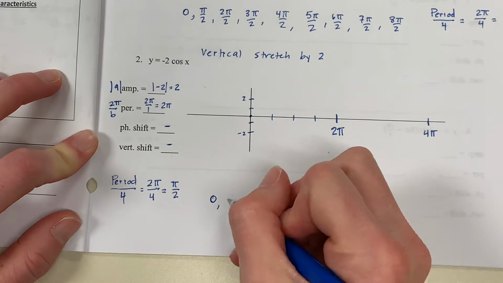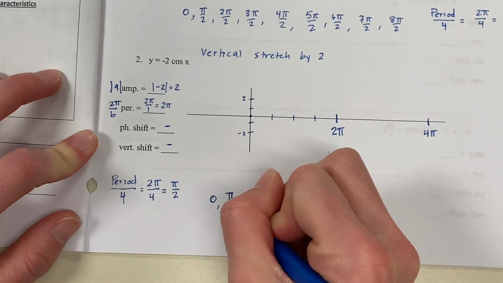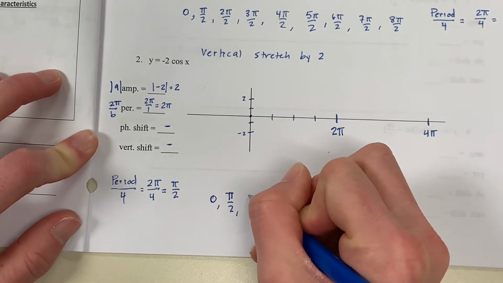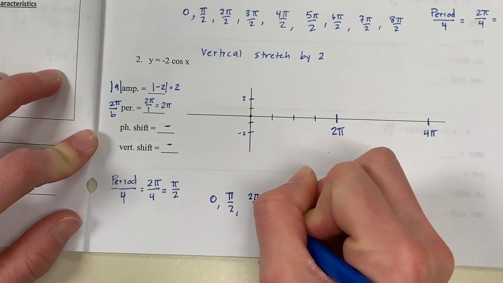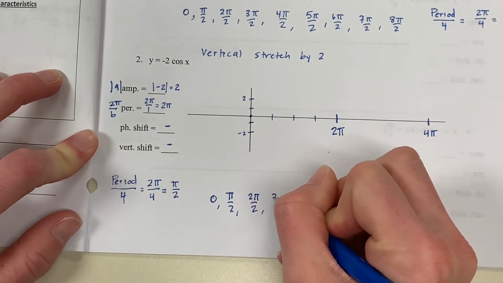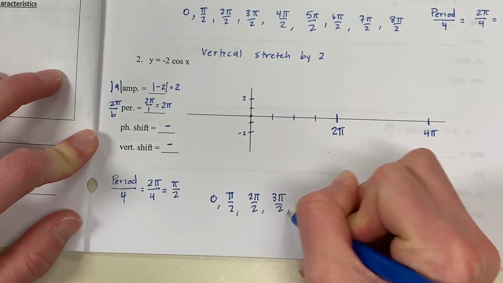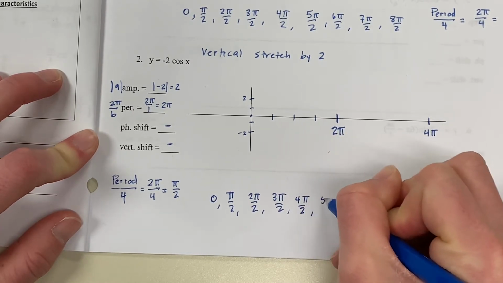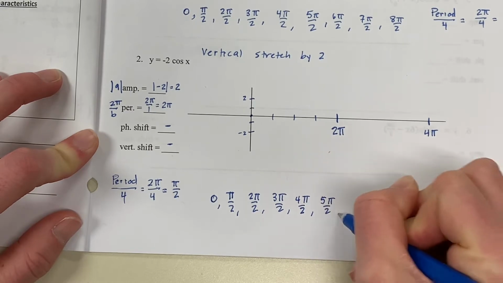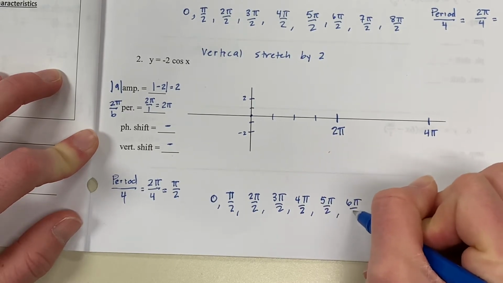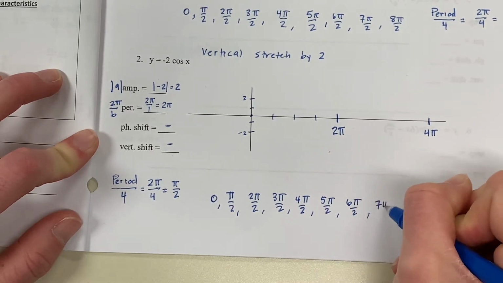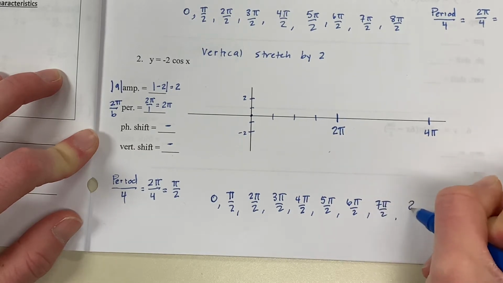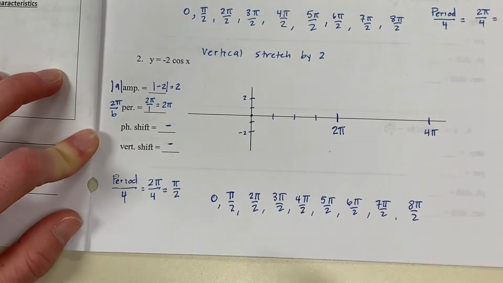So 0 plus pi over 2 is pi over 2. Pi over 2 plus pi over 2 is 2 pi over 2. I'm going to continue. I have 3 pi over 2, 4 pi over 2, 5 pi over 2, 6 pi over 2, 7 pi over 2, and 8 pi over 2. That's 9 values. And I'm going to use those values to label the x-axis.